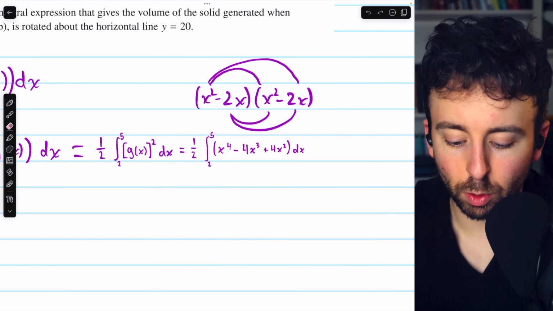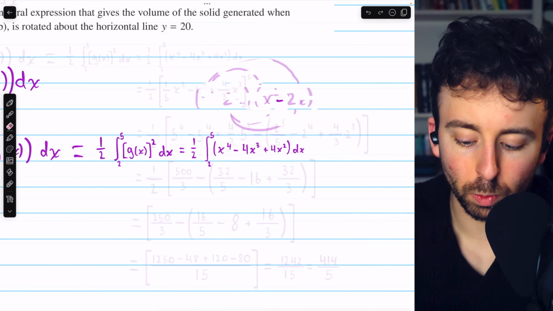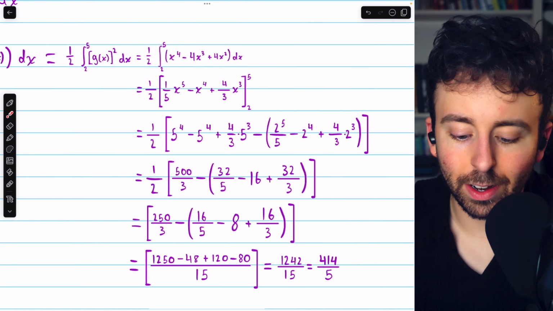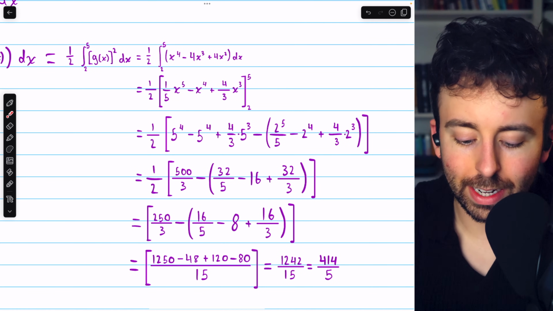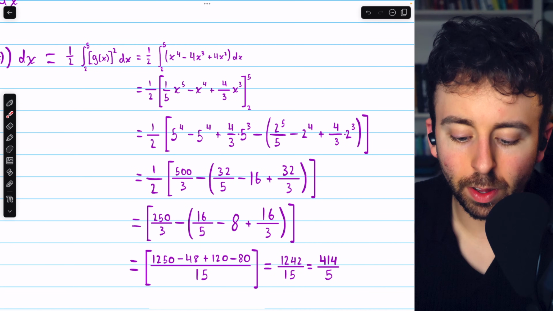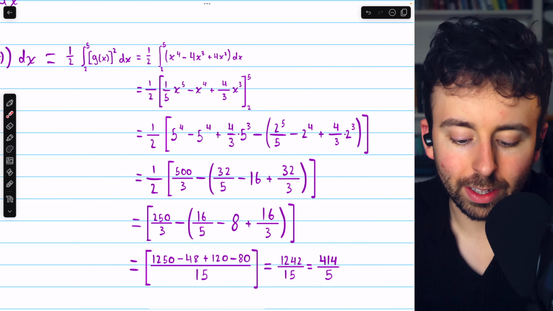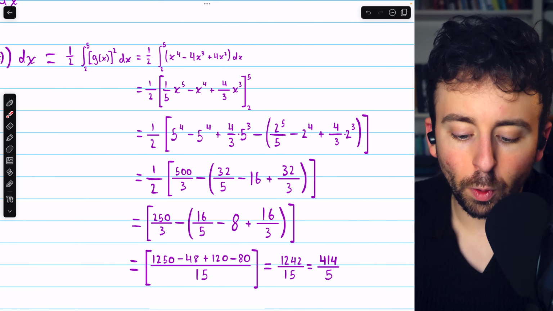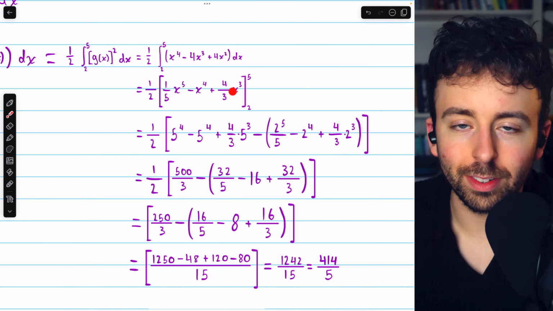Now, integrating this is straightforward. We just have to use the power rule. And it leads to this long line of calculations. X to the 4 integrates to 1/5 x to the 5, minus 4x cubed integrates to minus x to the 4, and 4x squared integrates to 4/3 x cubed.